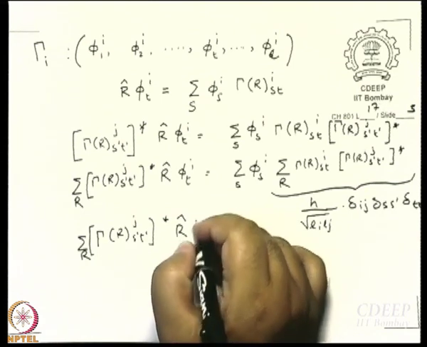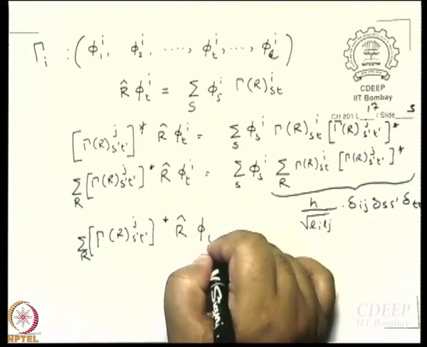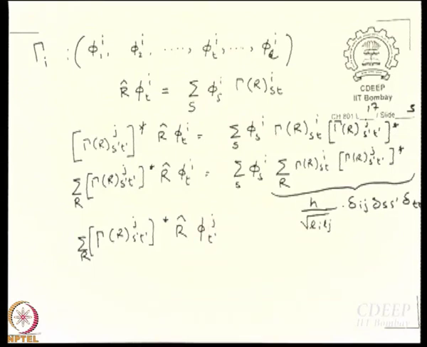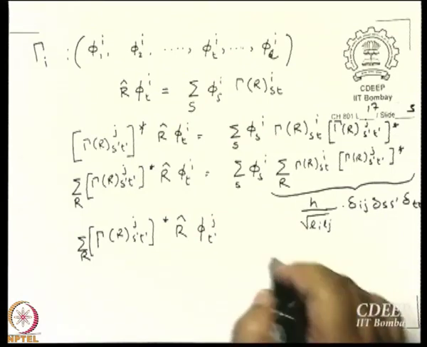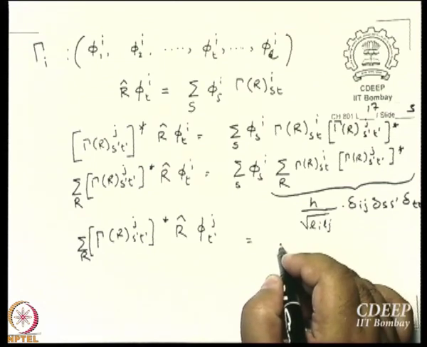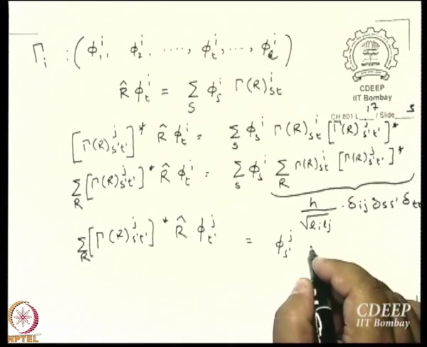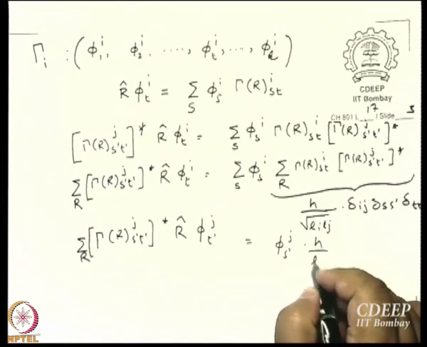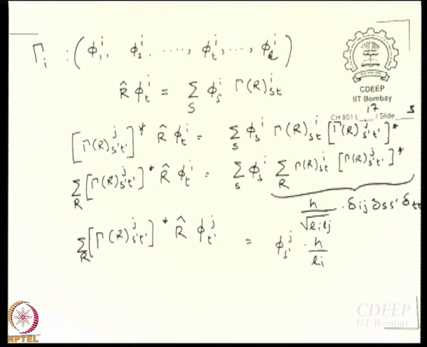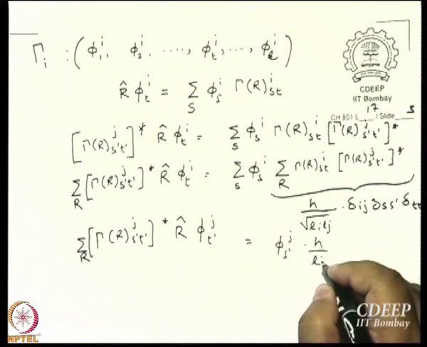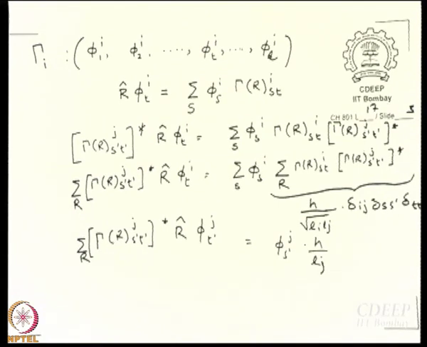Okay. What should I write here? Phi T dash J is equal to, this becomes then phi S dash J H by Li Lj, right. This is a mistake that I always make and then later I get kind of confused. Phi S dash J H by Lj, right.